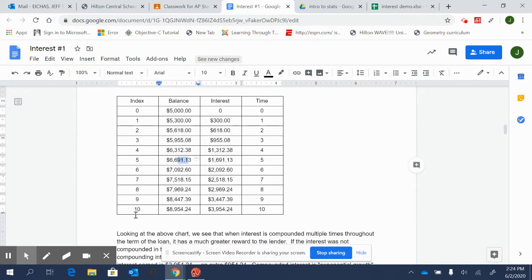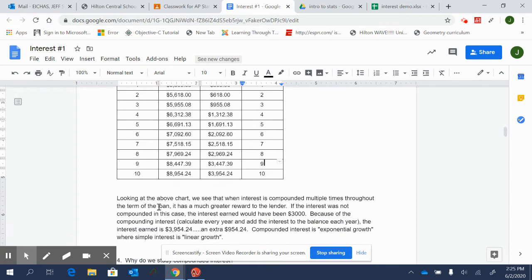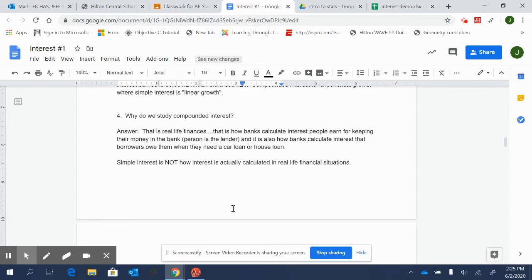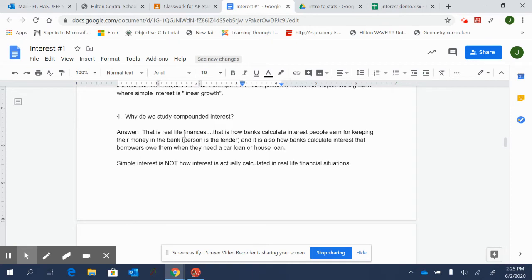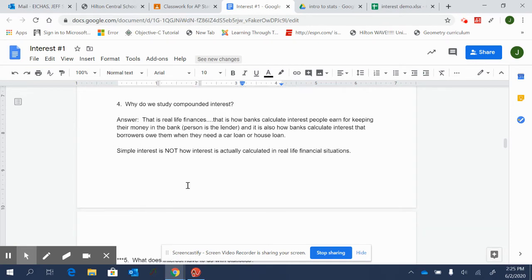So down to the 10th year, really it should only be worth $8,000. You should have gained $3,000 if it were simple interest. Because it was compounded, which is exponential growth, you actually earned, instead of just 3,000, 3,954. And that's just after 10 years. So it's a $954 advantage by compounding the interest rather than just simple interest. That continues as you get further and further in time, 20 years, 40 years, things like that. So that's taking you through this assignment that I left you with, just compounded interest, short version of it right there.